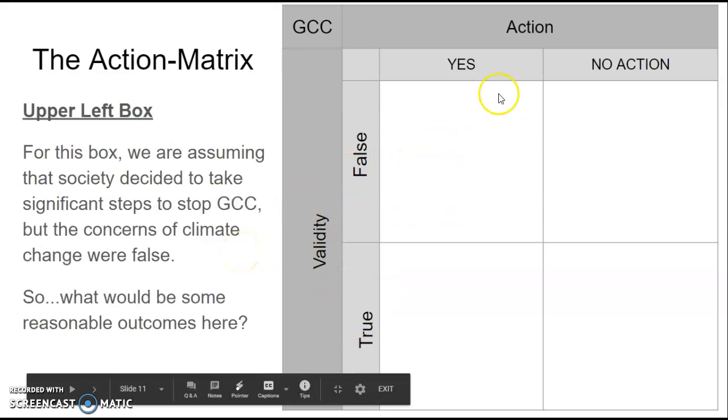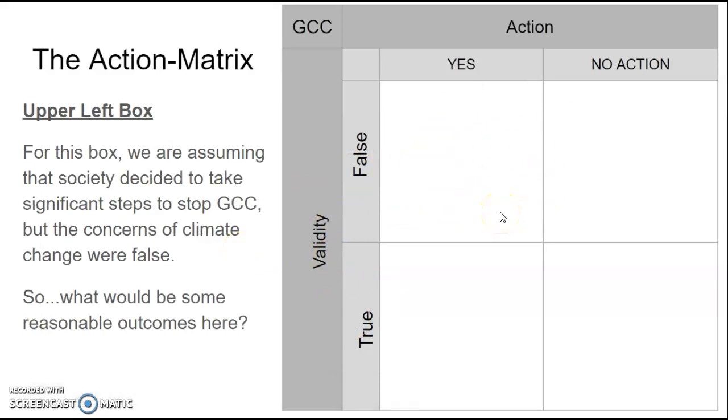So what we're going to do is start filling in these boxes with possible predictable outcomes, and we have to make some guesses at what those things might be, but at the same time, they can be educated guesses. So for this upper left-hand box here, what we're going to assume is that society decided to take significant steps to stop global climate change, but the concerns of climate change were false.